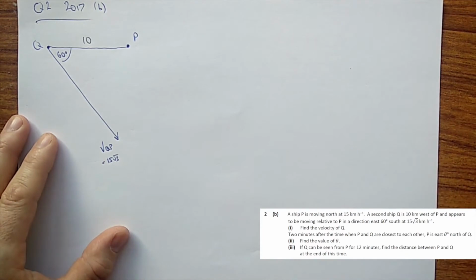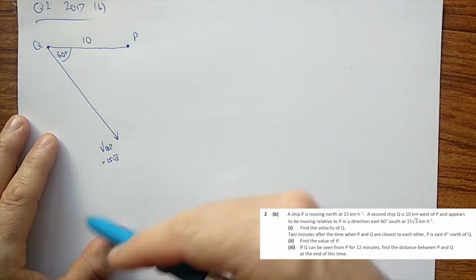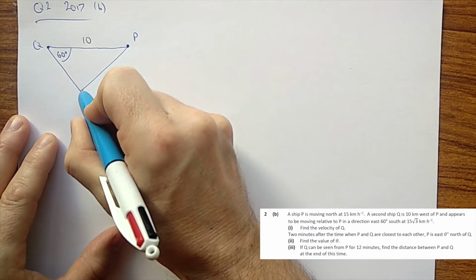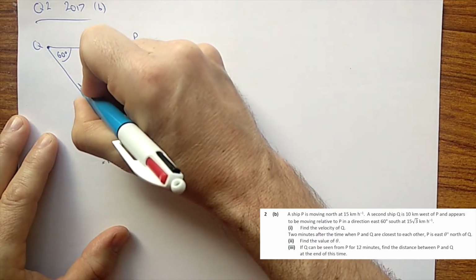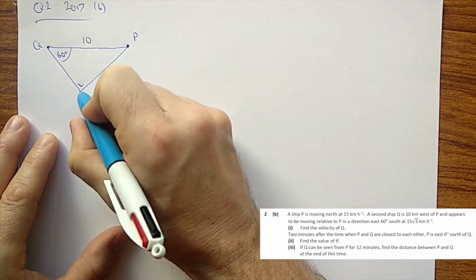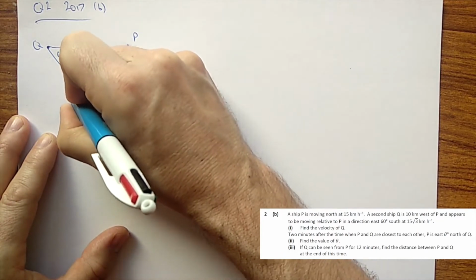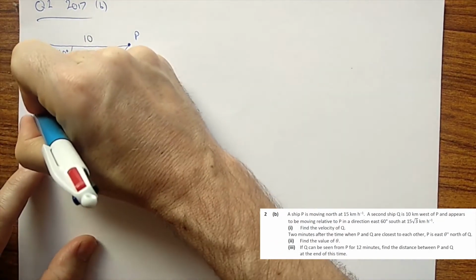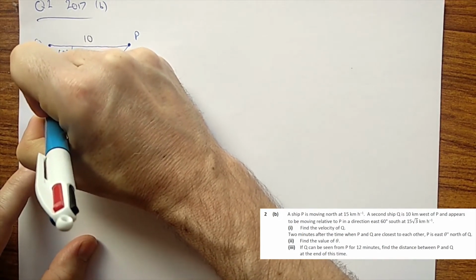So that's actually a fair bit of information. Now, if we go back to our question, 2 minutes after the time when they're closest together. So we'll park the 2 minutes for the moment. Let's look at when they're closest. Well, that is going to be here, perpendicular at that point there. We'll give it a little name. We're going to call this R, which is when they're closest.